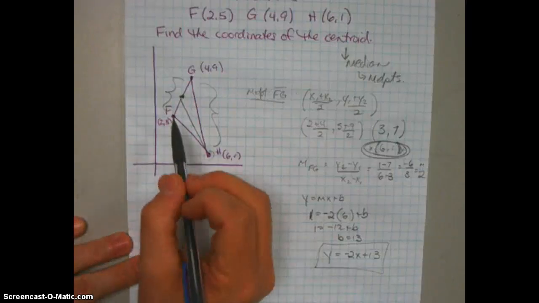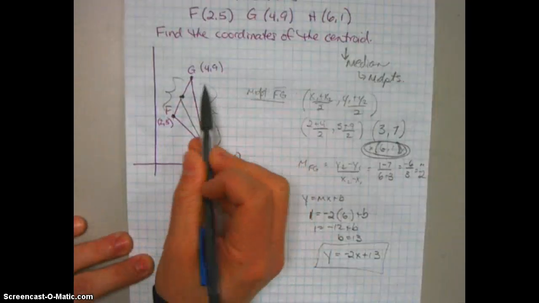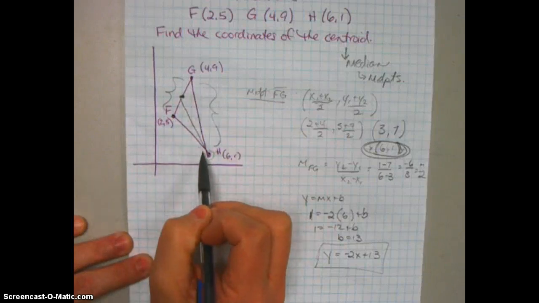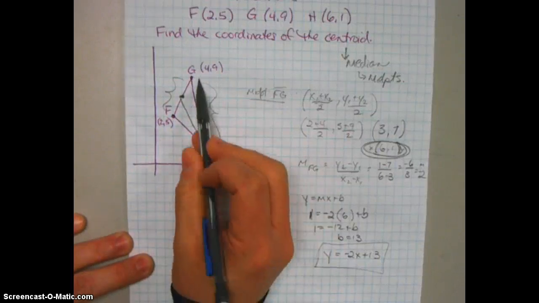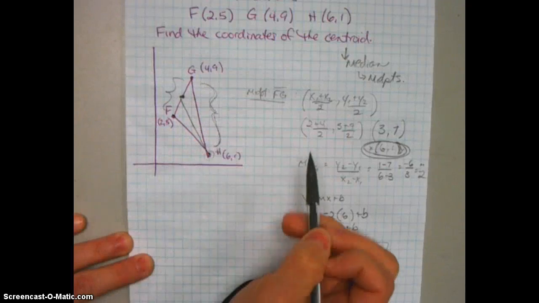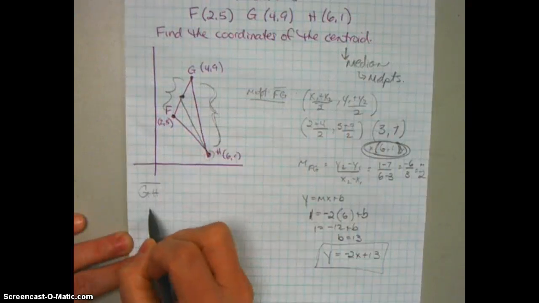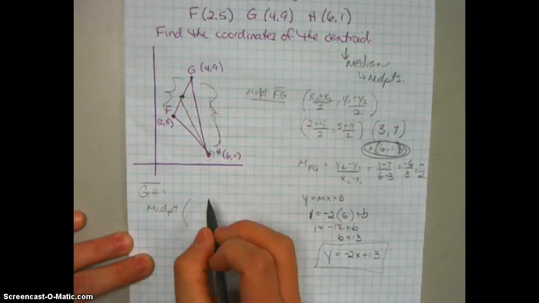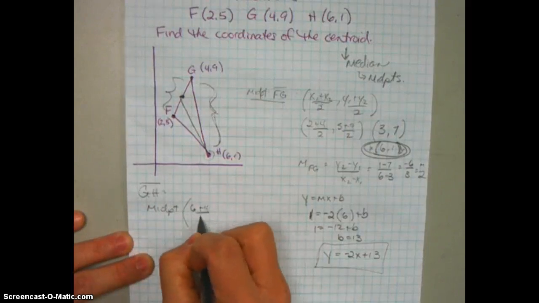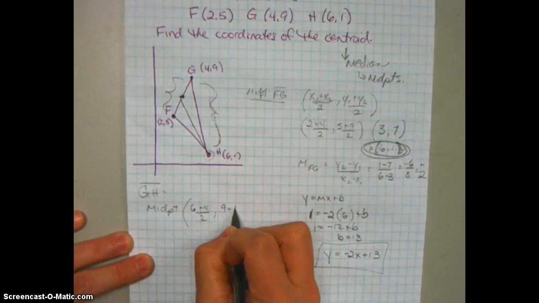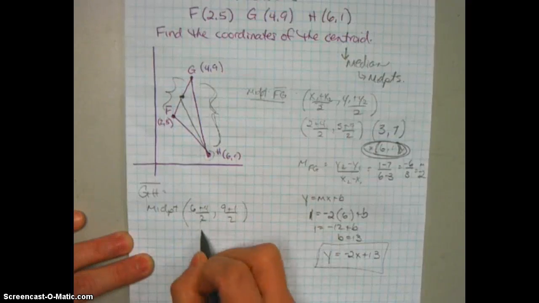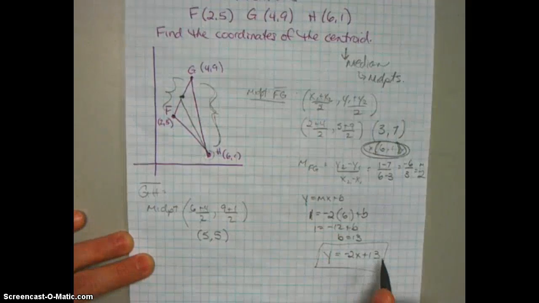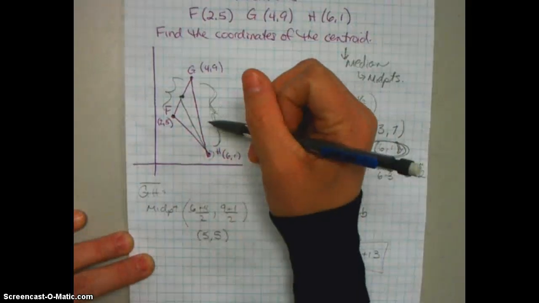Now we're going to be looking at the median from F to GH. Okay, this is one we did not do before. So we need to find the midpoint of segment GH. So let's look at segment GH. The midpoint first. So that's x1 plus x2, so 6 plus 4 over 2, and then 9 plus 1 over 2. That's 10 over 2 is 5. 10 over 2 again is 5. Okay, so 5, 5 is going to be my midpoint.